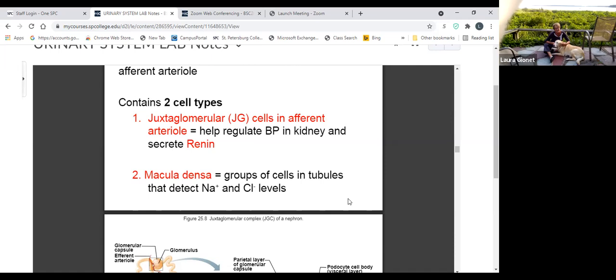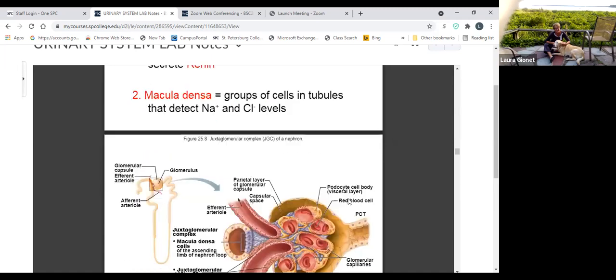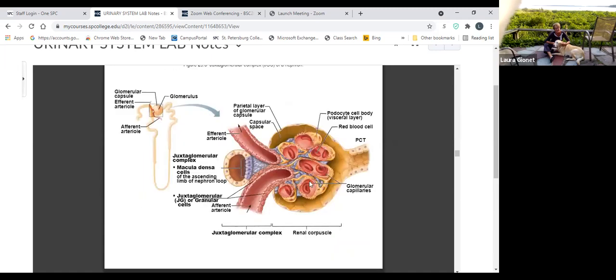We talked about that in lecture. It should be about 125 milliliters per minute. Right? If it's higher than that or lower than that, what would happen to the sodium chloride content of your filtrate? And so you should at least know this anatomy and what cells are found there, and at least where renin comes from. This lets you see that as well in this diagram.